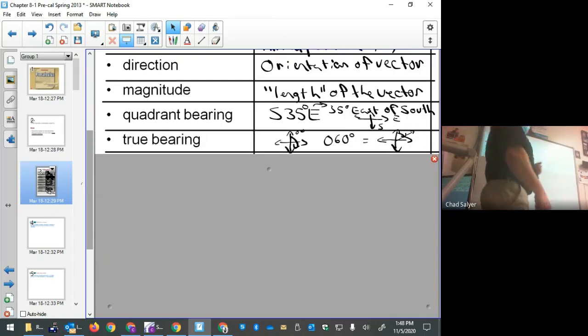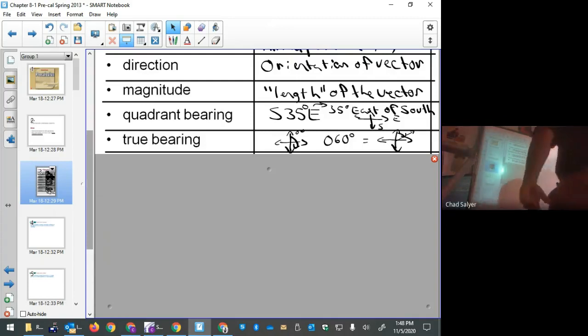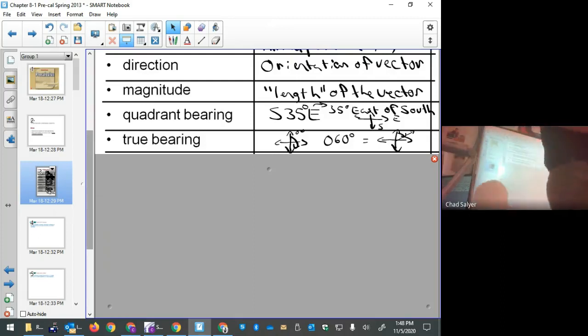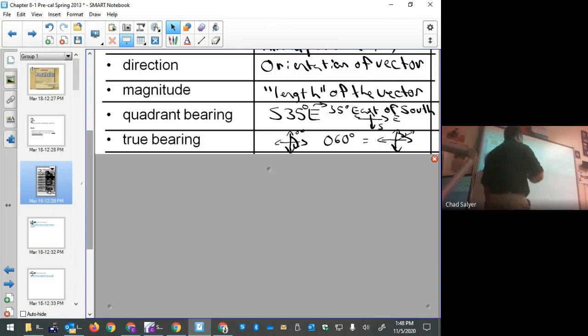True bearing. This one is more commonly used in aircraft applications. True bearing says due north is 0 degrees, and we come clockwise from due north. It's going to be a 3-digit number, even if the degrees only need 2 or 1 digit. It's always 3 digits for a true bearing. So we start at 0 and go clockwise. 060 is 60 degrees east of north. Everything is east of north in the true bearing case. We start at north, go clockwise or eastward this many degrees, and that is called true bearing.